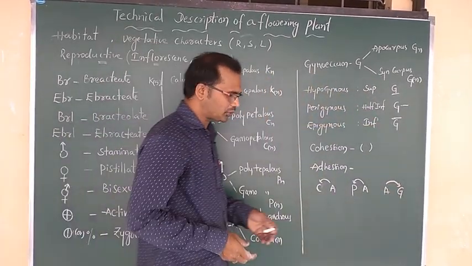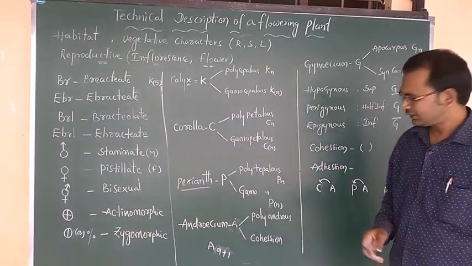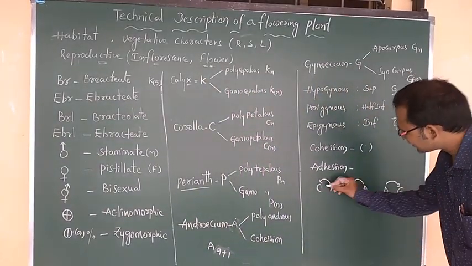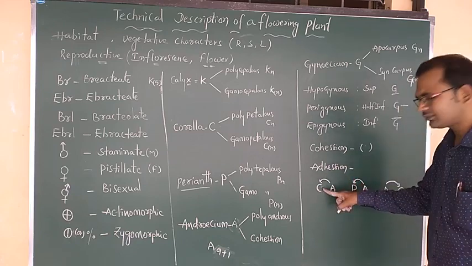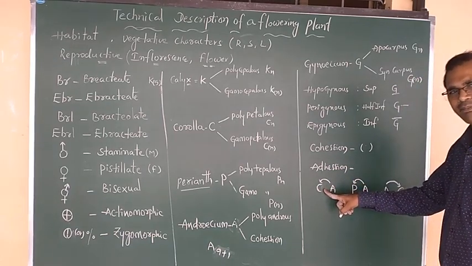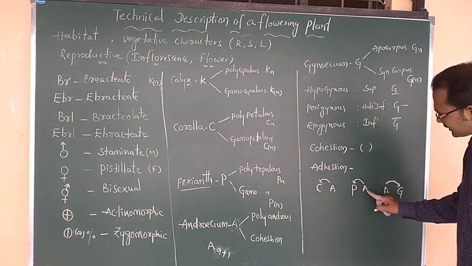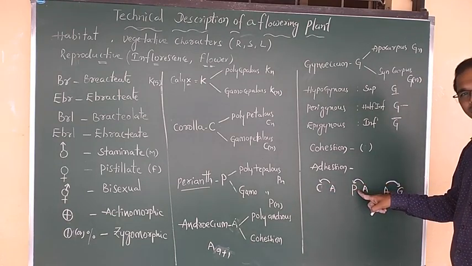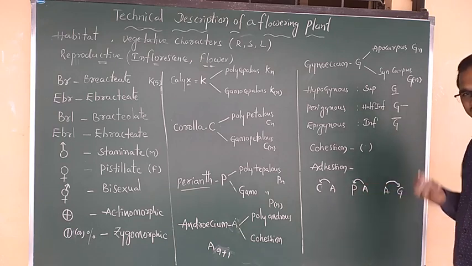Stamens are attached to the carpel. Three possibilities. Maybe stamens are attached to the corolla, the petals, that we call the epipetalous condition. Stamens attached to the perianth we call the epiphyllous condition, or epitepalous condition.